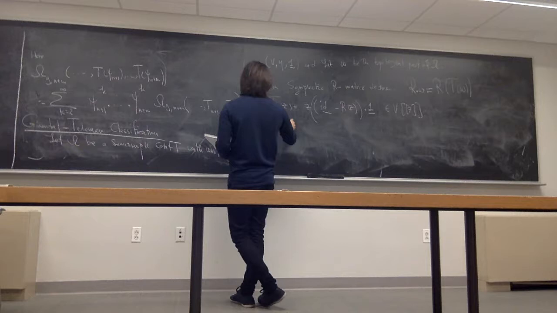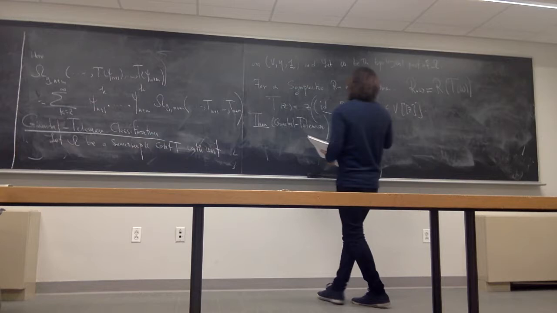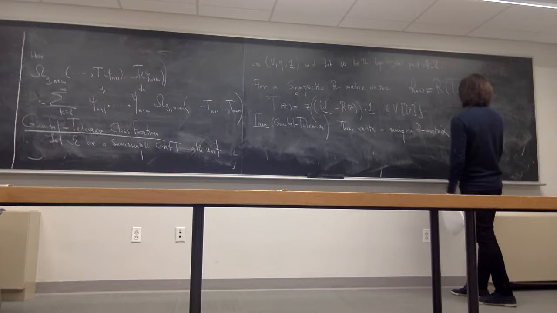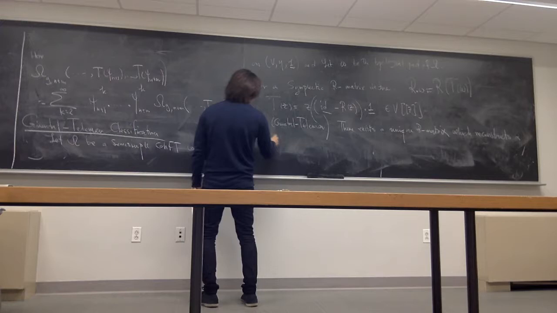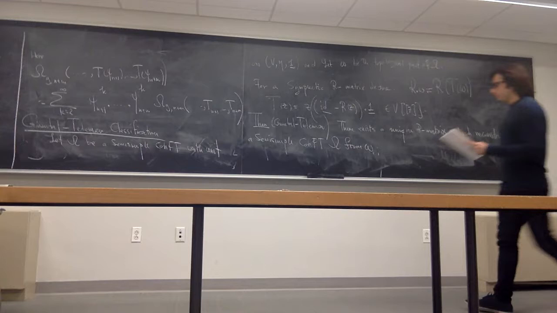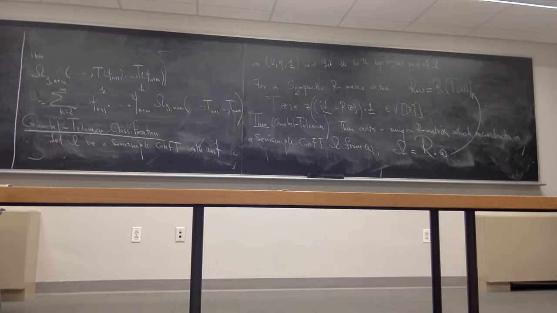Theorem due to Givental and Teleman about the classification is that there exists a unique R matrix which reconstructs a semi-simple cohomological field theory omega from its topological part omega, the following way. The way I defined them here. As a cohomological field theory with unit.